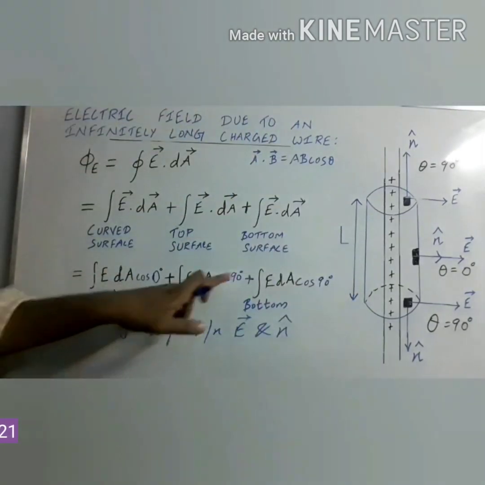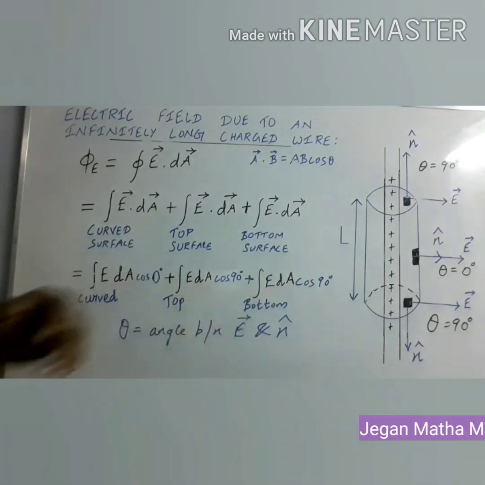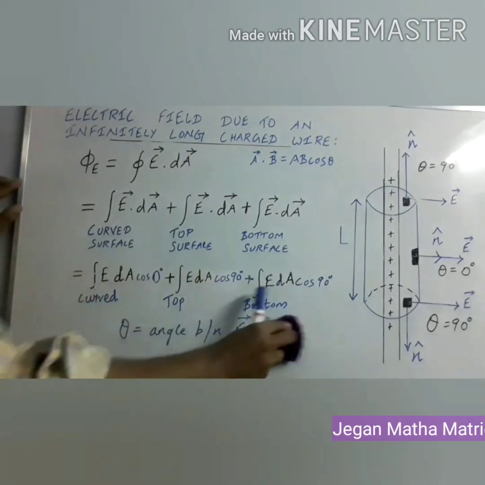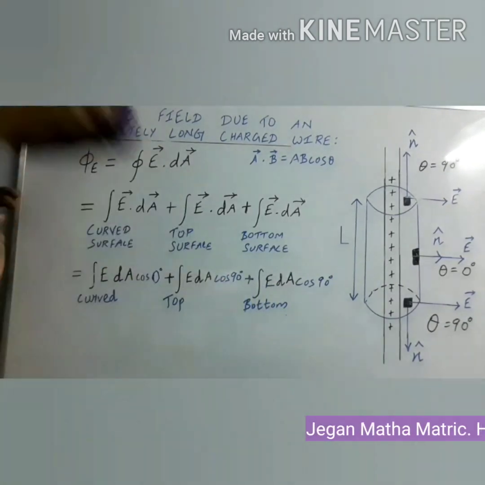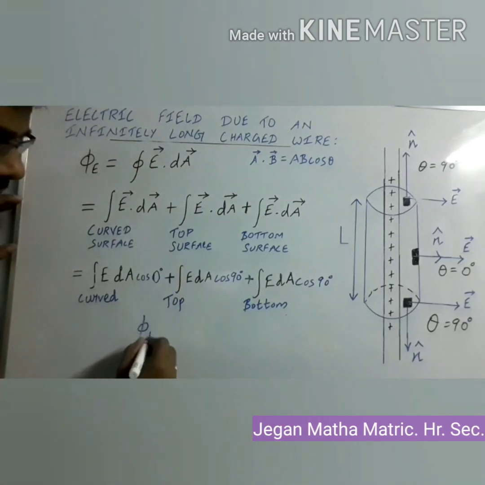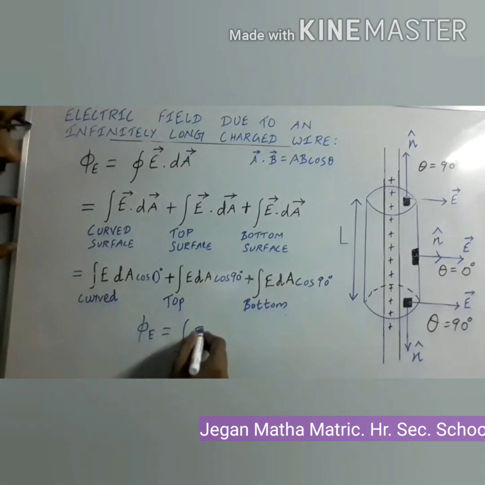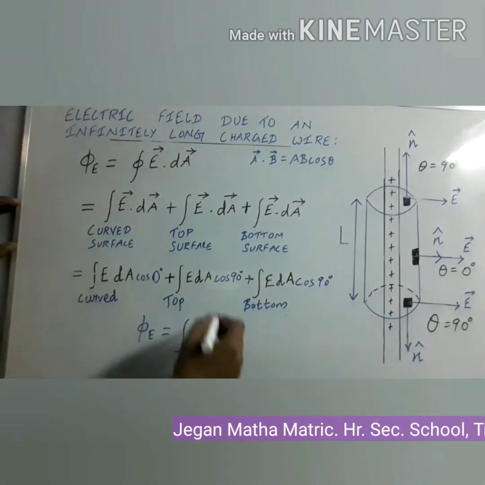We know that cos 90 is equal to 0 and cos 0 is equal to 1. So these two expressions will be equal to 0. Then the electric flux through the closed surface will be equal to the integral of dA only.